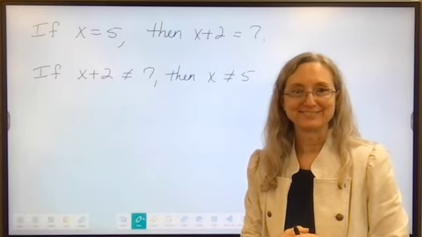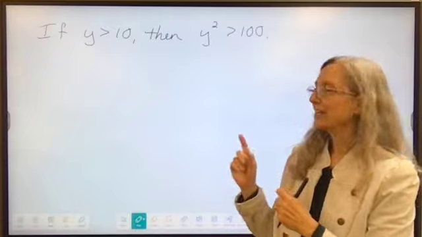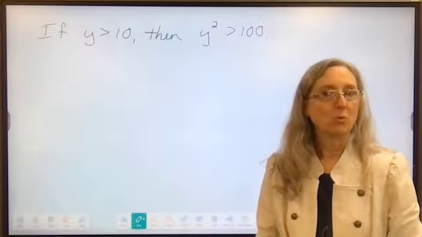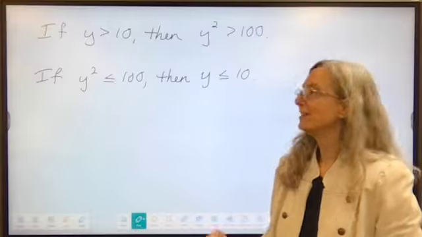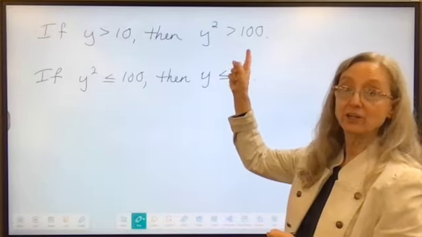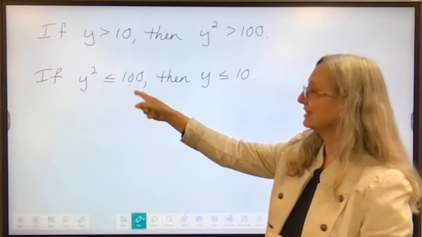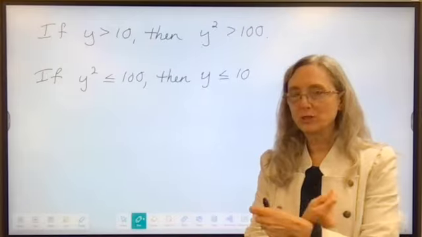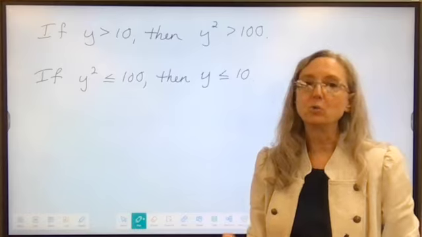Let's try one more. Okay, here's the statement. Hopefully this is getting easier for you. Here's my conditional. If y is greater than 10, then y squared is greater than 100. What is the contrapositive? I hope that you got it. If we're negating y squared is greater than 100, if it's not greater than, then it's less than or equal to. So that's how I negated that. If y squared is less than or equal to 100, then y is less than or equal to 10. Switched them, negated both. Notice both statements are true. They are equivalent.